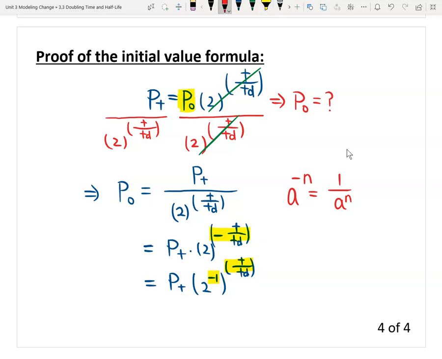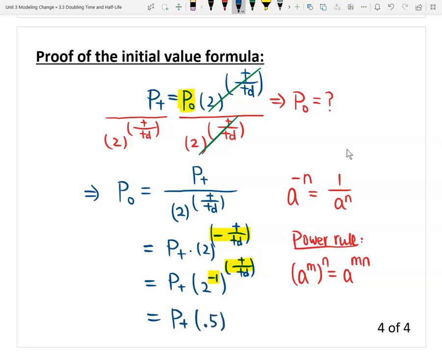Let me just put here what we use is the power rule of exponents, which means a raised to the m power raised to a power n again is a raised to a new power, which means m times n, the product. Now easy, we do have the formula now. PT times 2 raised to the negative 1 power is 0.5, and then the power is t over td again. Because 2 raised to the negative 1 power is 1 over 2 raised to the 1 power, that's 0.5, right? So that's the formula.